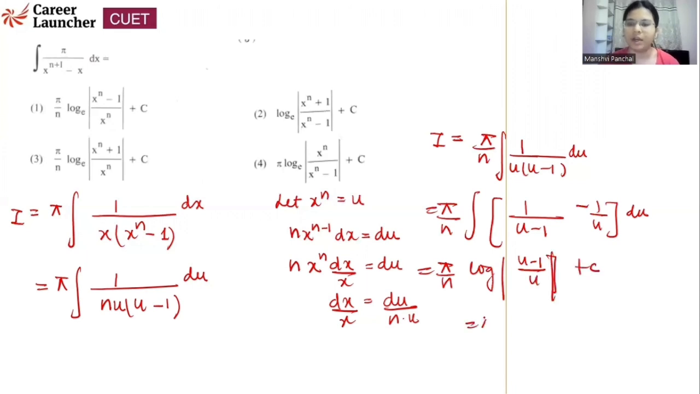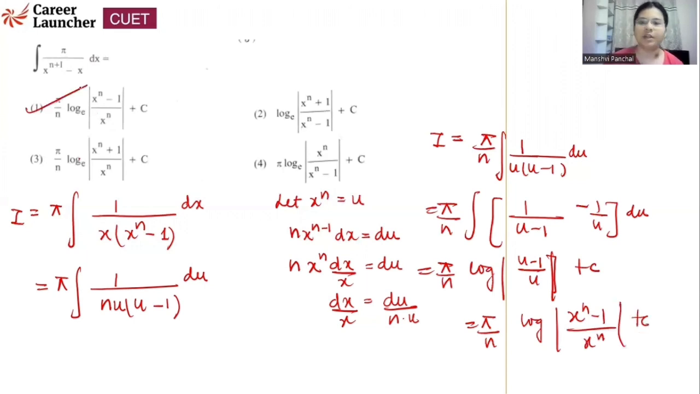Now put the value of u as it is. So log of x raised to the power n minus 1 upon x raised to the power n plus c. So option 1 is the correct answer.